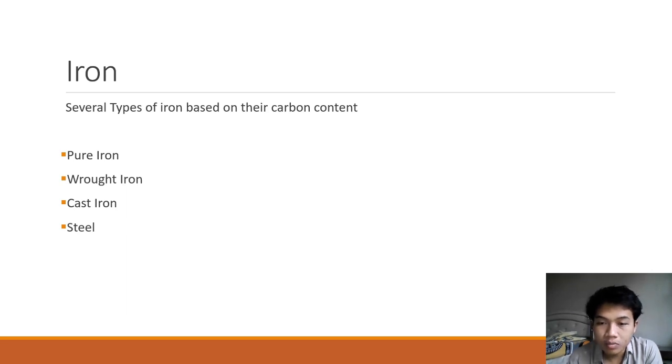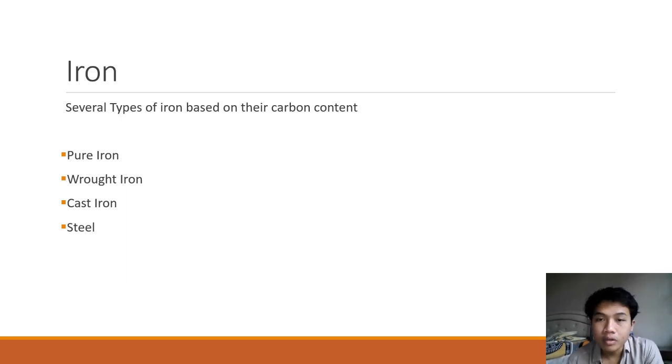It is a metal that belongs to the first transition series and group 8 of the periodic table. It is by mass the most common element on Earth, forming much of Earth's outer and inner core. And there are several types of iron based on their carbon content.